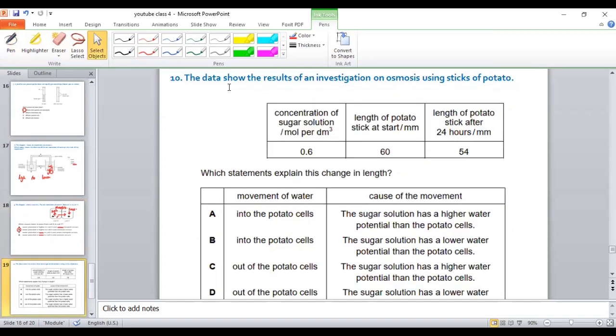Now, the data show the result of an investigation on osmosis using sticks of potato. This is the concentration of sugar solution. This is the length of the potato at the start and after 24 hours. Which statement explains the change in length? The length is decreasing. It means water is moving outside, because we are talking about osmosis. So movement of water is considerable.